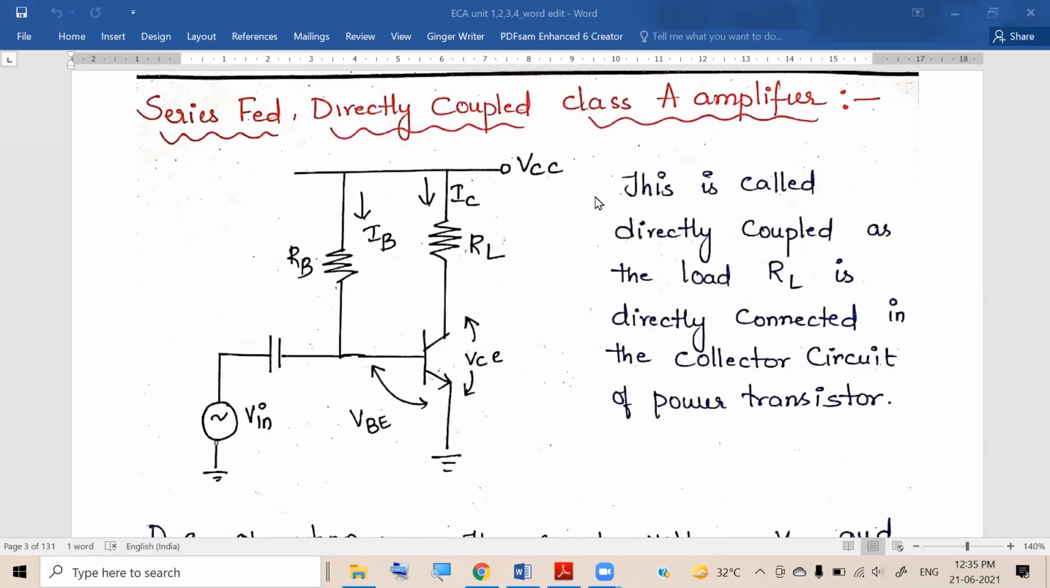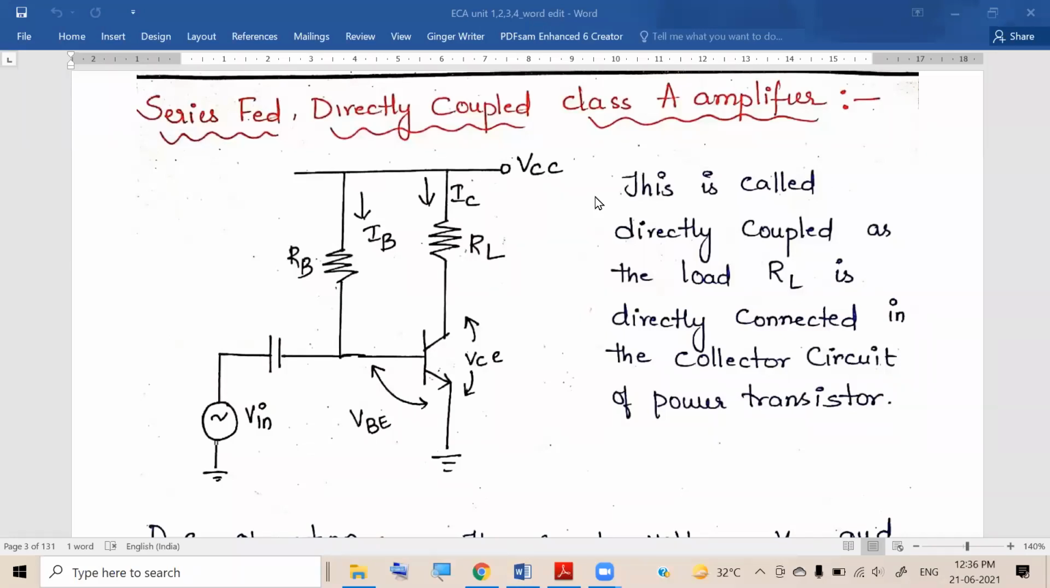Because it is an amplifier, compared to the output signal, the input signal is small. Then only it is an amplifier, isn't it? You are giving a small signal, and at the output you are getting an amplified version. Compared to the output signal, the input signal is usually very small. That is why it is an amplifier. So now we know that the input signal usually has less value.